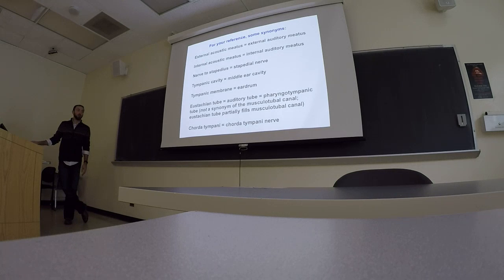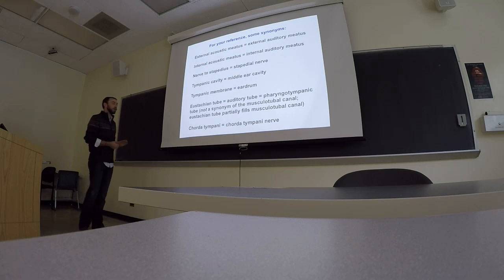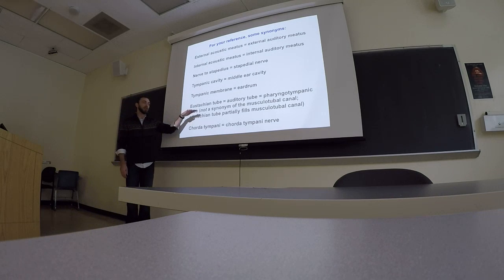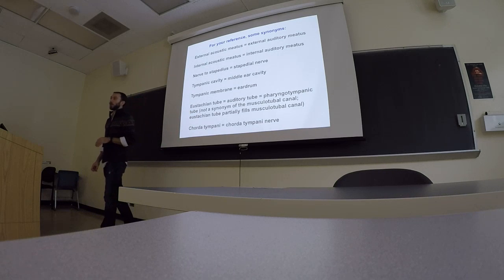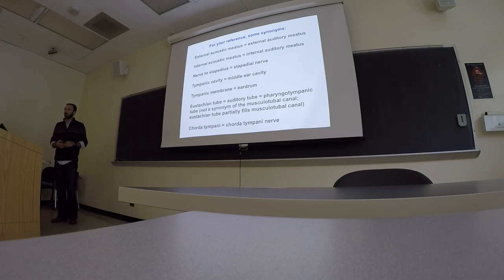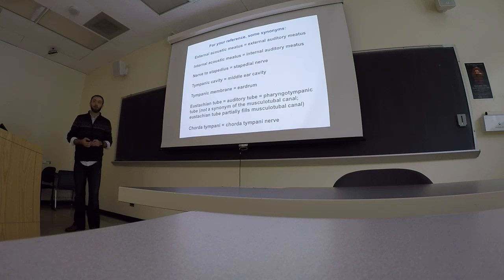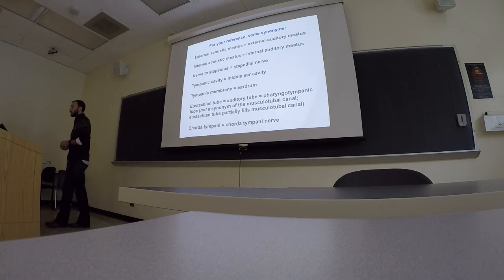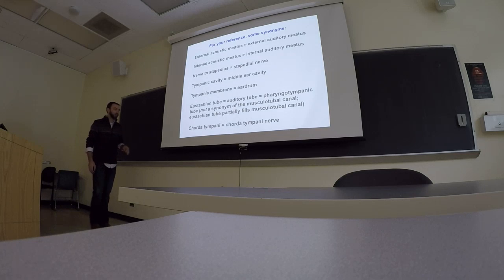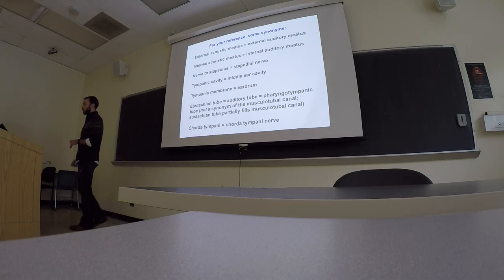The Eustachian tube is also called the auditory tube, is also called the pharyngotympanic tube. But an important thing here is the Eustachian tube is not the same thing as the musculotubal canal. It does pass in part through the musculotubal canal, that's the tubal part of it, but there's also a muscle that passes through it as well that Peter talked about before, which was tensor tympani. And last we have chorda tympani, which Peter also talked about, is sometimes called the chorda tympani nerve.